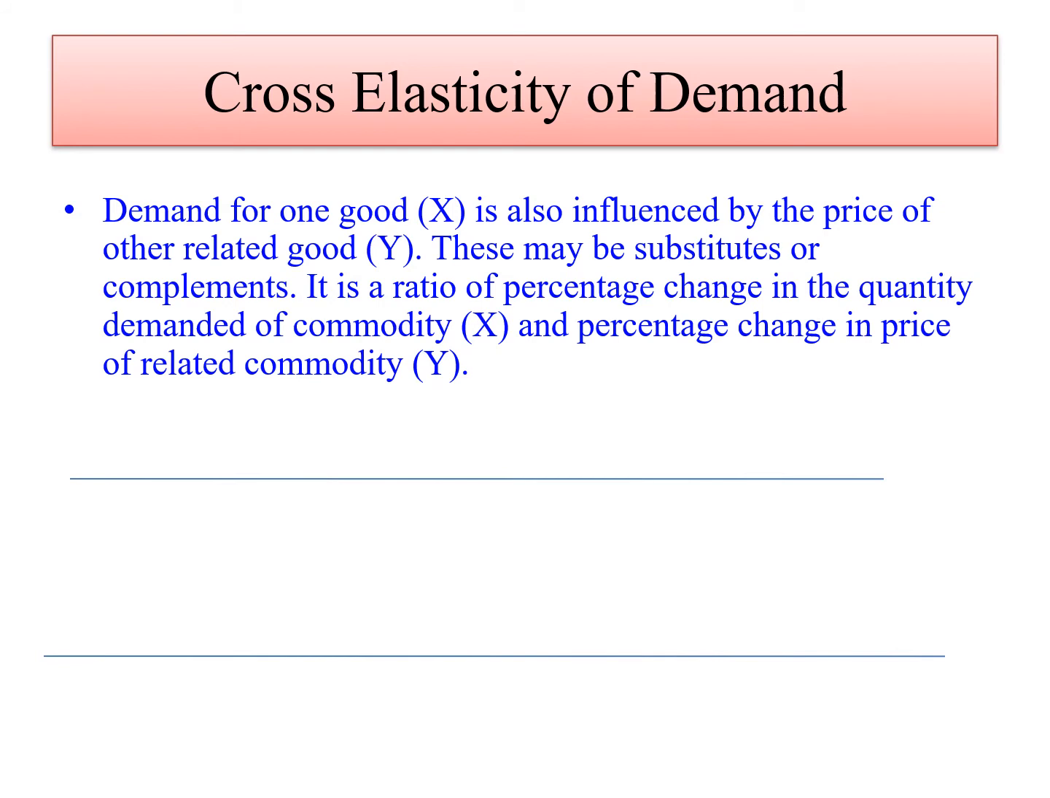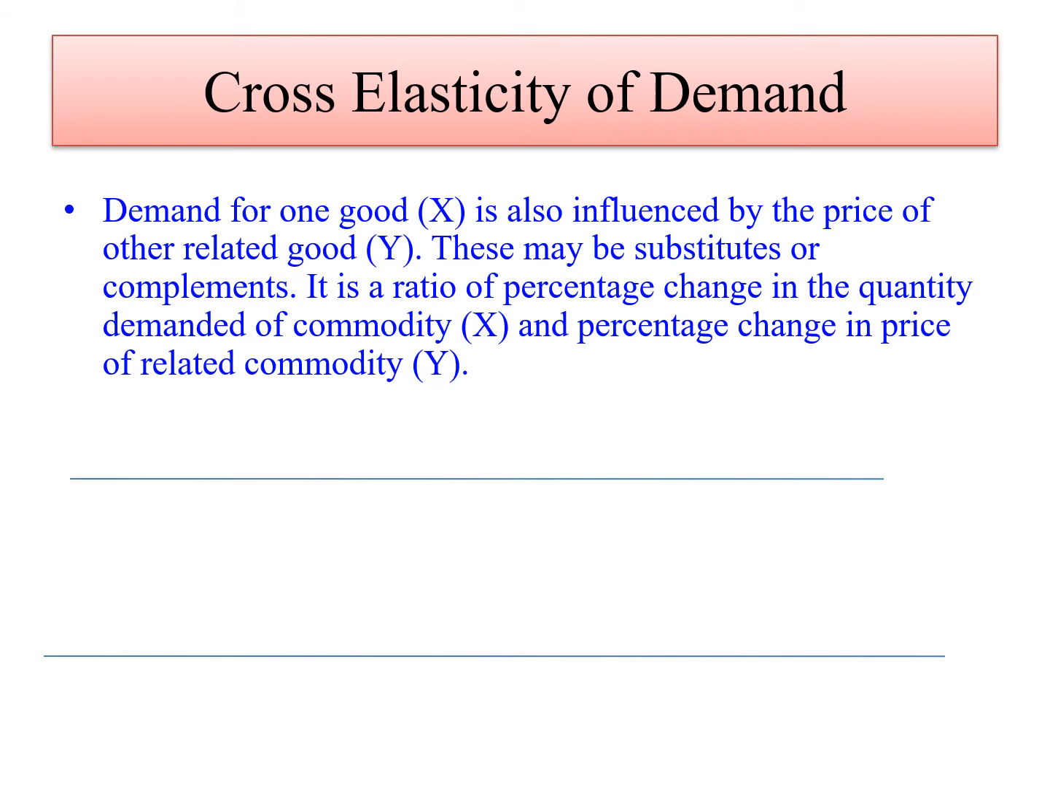Demand for one good, suppose X, is also influenced by the price of the other related good, suppose Y. This may be substitutes or complements. It is the ratio of a change in the quantity demanded of commodity X and the percent change in the price of related commodity Y.